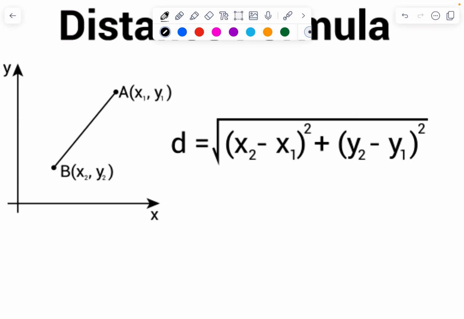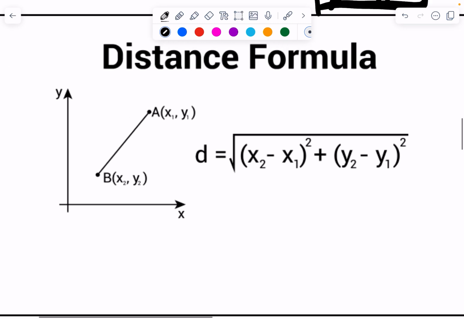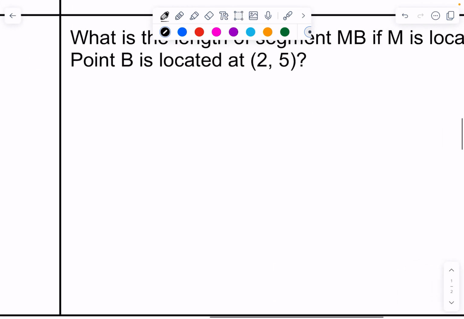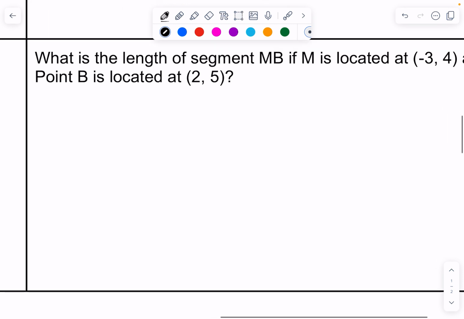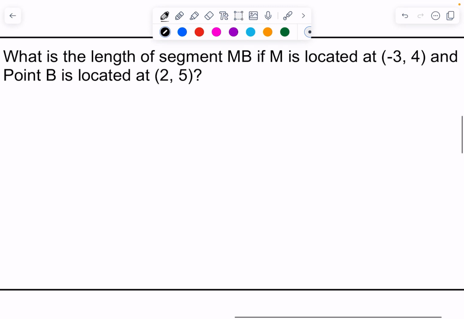Okay? So when we use the distance formula, we need to make sure that we are substituting everything into the appropriate spaces. Okay? So we'll show how to use the distance formula, and then at the end you can decide which one you want to use. Do you want to use the distance formula, or do you want to use Pythagorean theorem? Okay, so it says, what is the length of the segment MB if M is located at -3, 4, and point B is located at 2, 5?